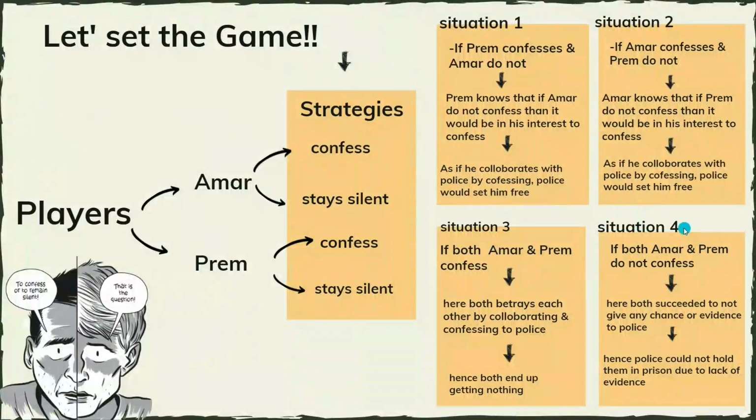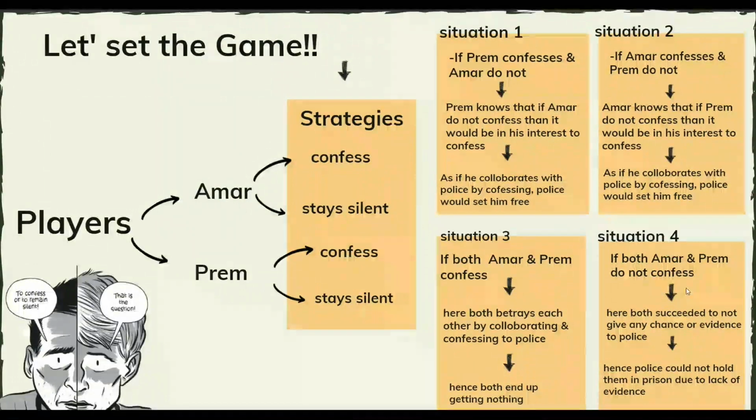Situation 4 depicts the scenario when Amar and Prem do not confess together. Here, both succeeded in not giving any evidence to the police against them. Hence, the police, because of the lack of evidence, could not hold them in prison. So now we are well versed with the strategies and all possible situations.